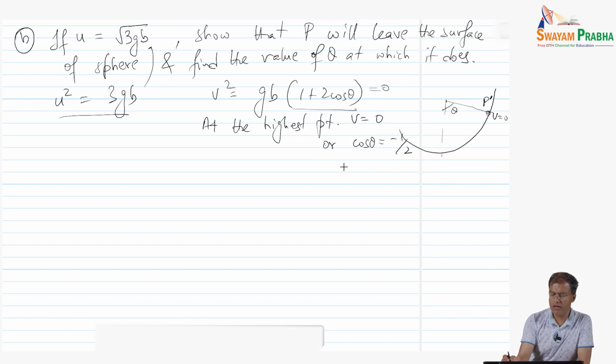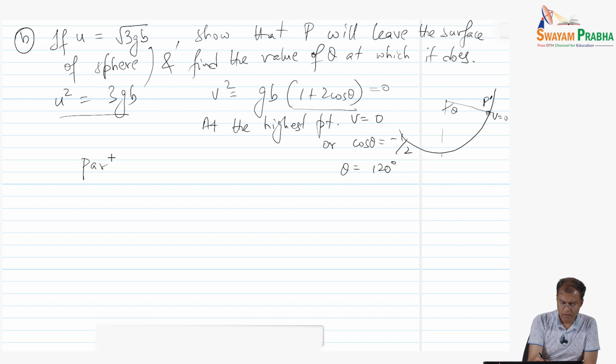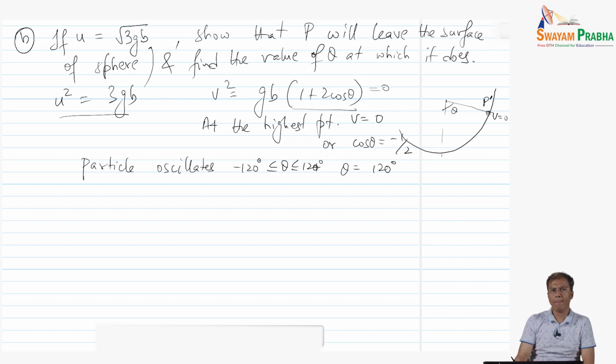We set this equal to 0, and we get that theta is 120 degrees, or 2 pi by 3. We expect that the particle is going to oscillate from theta equal to minus 120 degrees to plus 120 degrees, right? Will that ever be true? The problem is, it will not, because we will show in a moment that within this range the particle is not going to stay put on the circle or on the sphere.